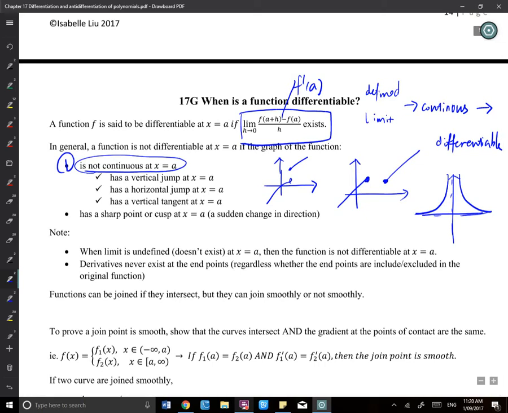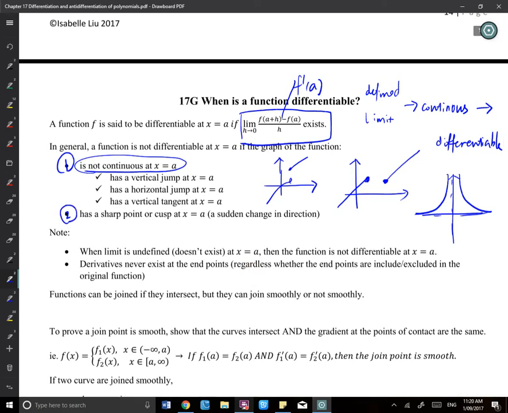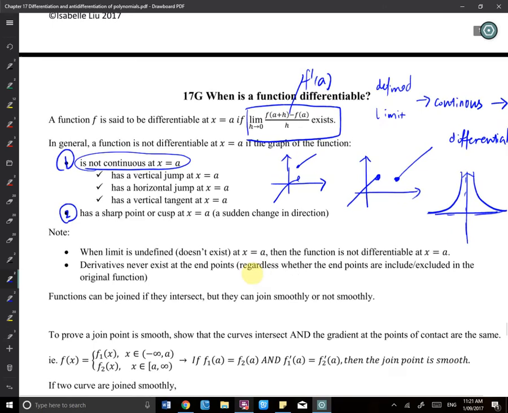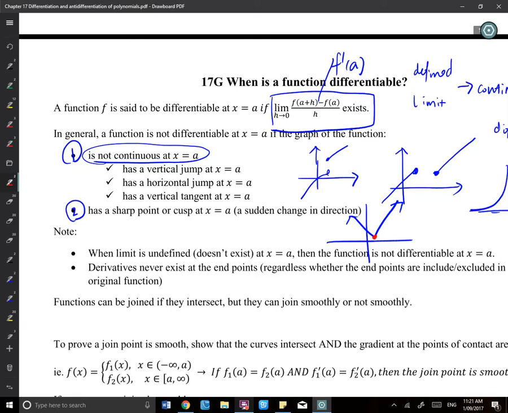The second one that's not differentiable has a sharp point, or cusp, at x equals a. So what is a sharp point? A sharp point is like a tick. This point is called a sharp point. It suddenly changes direction. It's going towards there first, and then suddenly changes to the other direction. That is called a sharp point, so this is not differentiable. I'll tell you why it's not differentiable later, but that's one type which is not differentiable.